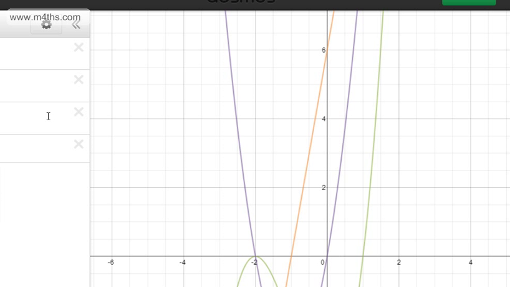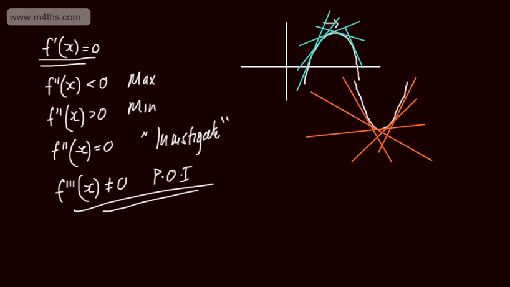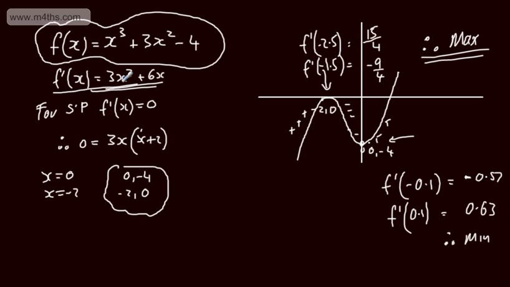So if we go back and look at our functions, let's take the functions here. We'll start with this one right here. What we're going to do now is to determine the nature of these stationary points by taking the second derivative. So f double dashed of x. Taking f of x and differentiating again, this is going to give me 6x plus 6. That is a linear function.